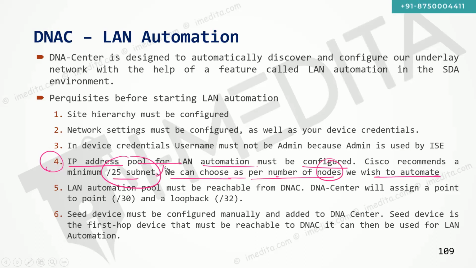So what this LAN automation is going to do, DNA Center is going to assign P2P /30 subnets onto the links between the switches, and a /32 subnet onto the loopback on those particular switches.